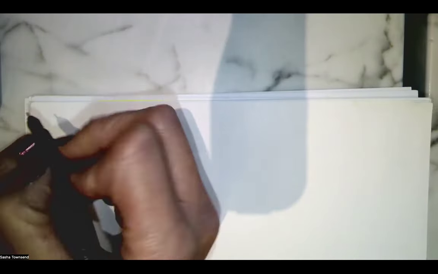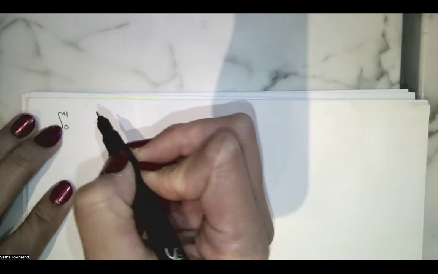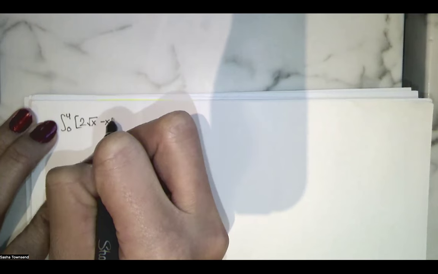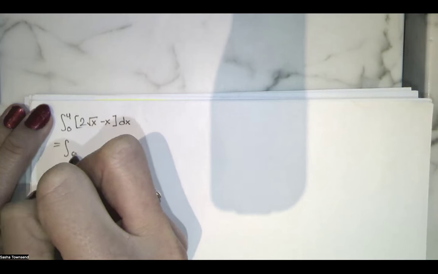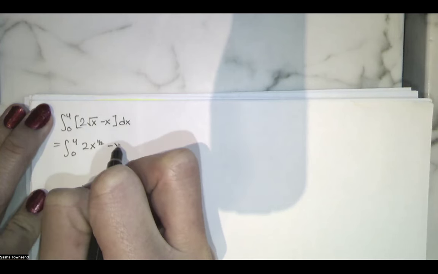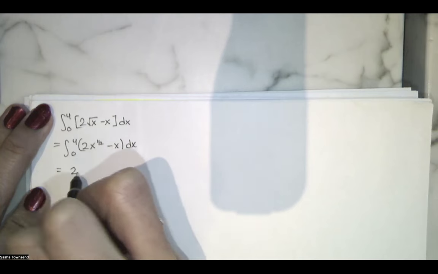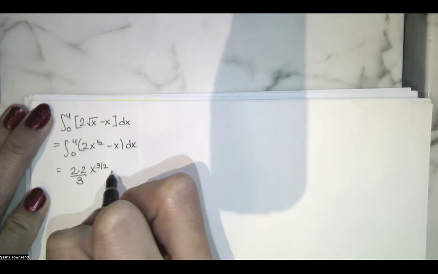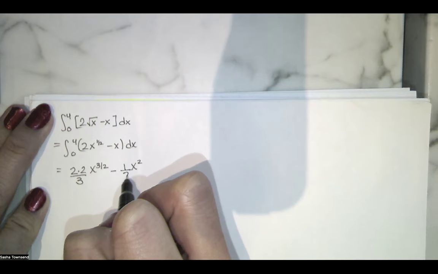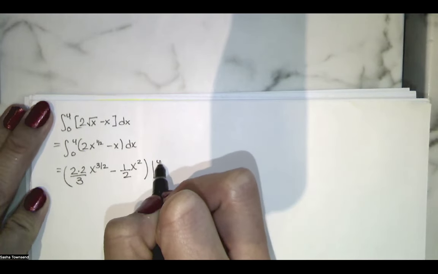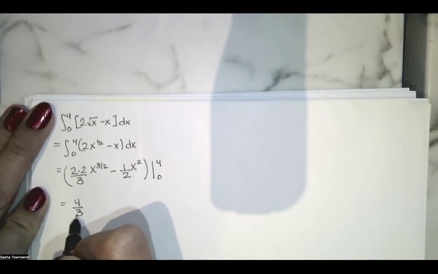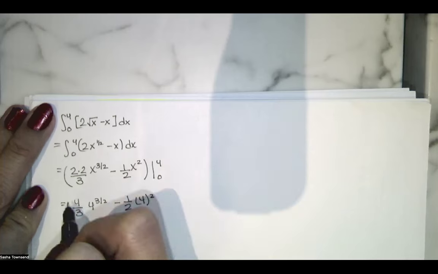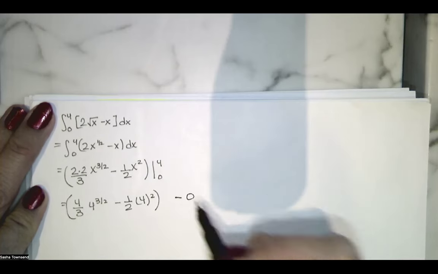So we've got the area is the integral from 0 to 4 of 2 times the square root of x minus x. We'll rewrite that square root of x as x to the 1/2. Bring the 2 down, add 1 to the exponent, divide by the new exponent. Dividing by 3/2 is the same as multiplying by 2/3. Add 1 to the exponent, divide by the new exponent here. Substitute 0 and 4 and subtract. End up with 4/3 times 4 to the 3/2 minus 1/2 of 4 squared. And then we evaluate that at 0 and we get 0.